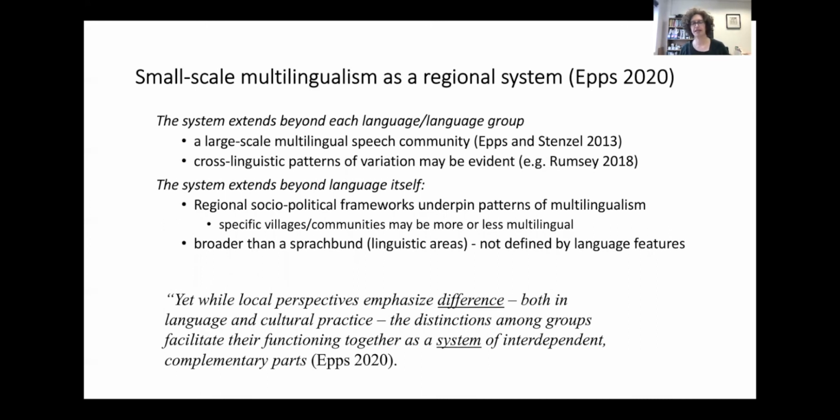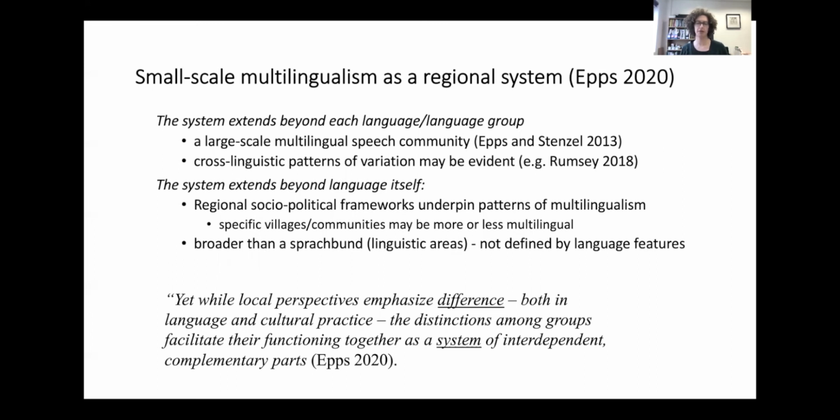What you find is there's things that happen that are larger than each language. So language ideologies, language practices, even cross-linguistic patterns of variation. So you may be getting a certain type of lenition or other changes happening across the languages because of this intensive multilingualism, rather than just in one language and then spreading to the other. The system extends beyond specific languages. It also extends beyond language itself.